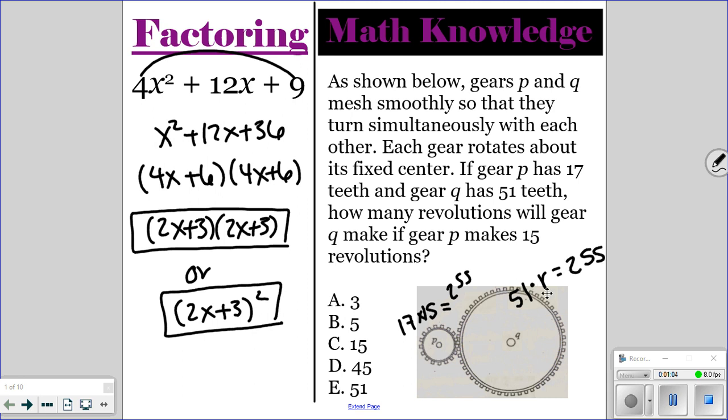And so if you divide that, R is going to give you 5. So that's how many revolutions we would have to have, because they're going to use the same number of teeth. P is a lot smaller, so it's going to have way more revolutions than Q. So it has 15, and this one only has 5.